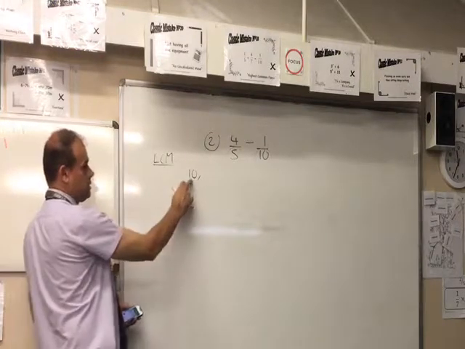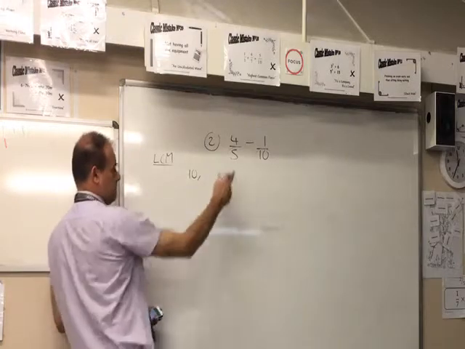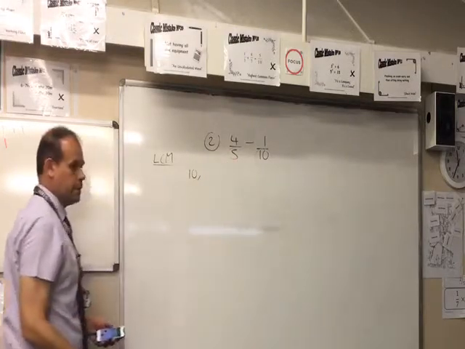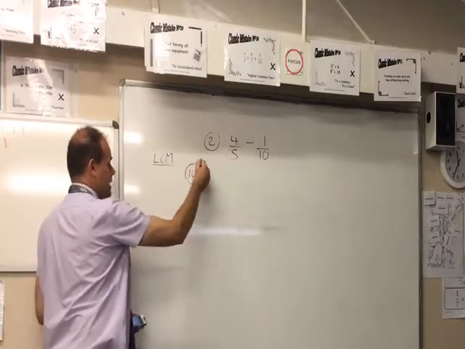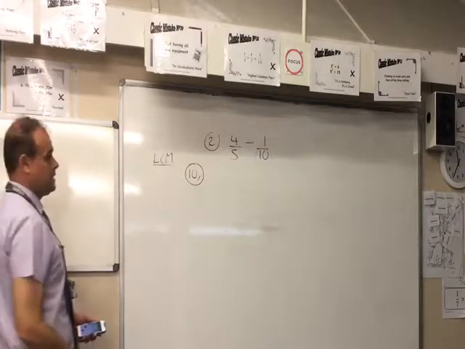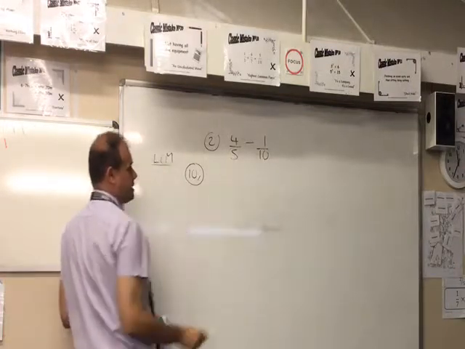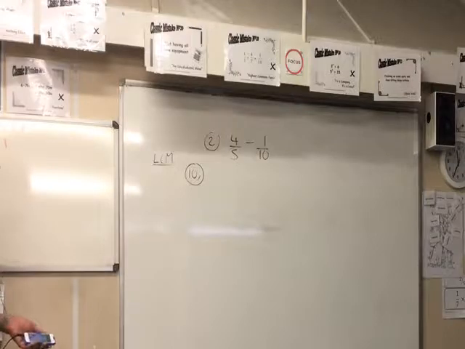Well, the first multiple of 10 is 10. Well, we can stop because 5 goes into 10, so we've already got the lowest common multiple, which is 10. Okay, so that means I do not need to alter the second fraction because it's already got a 10 at the bottom.